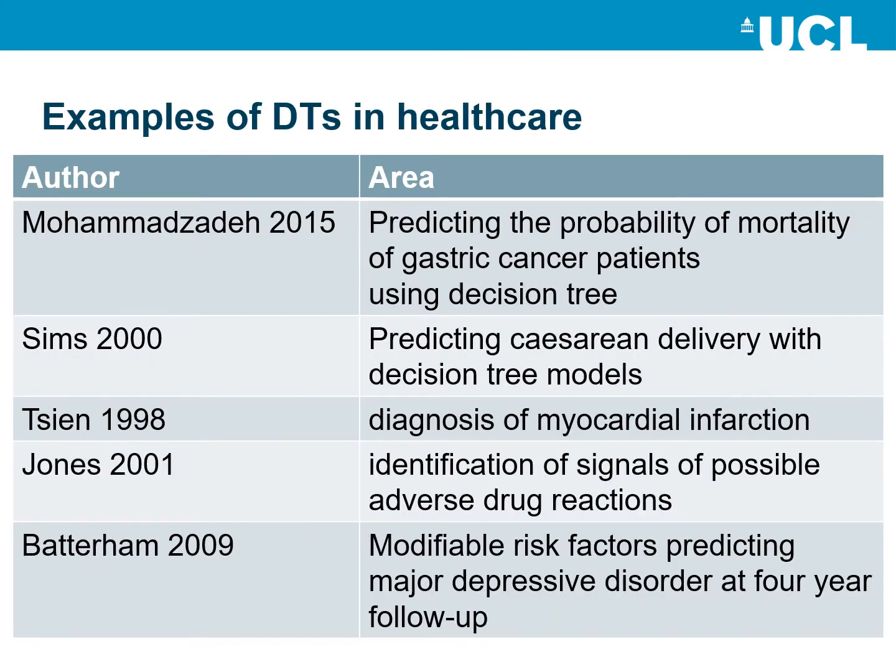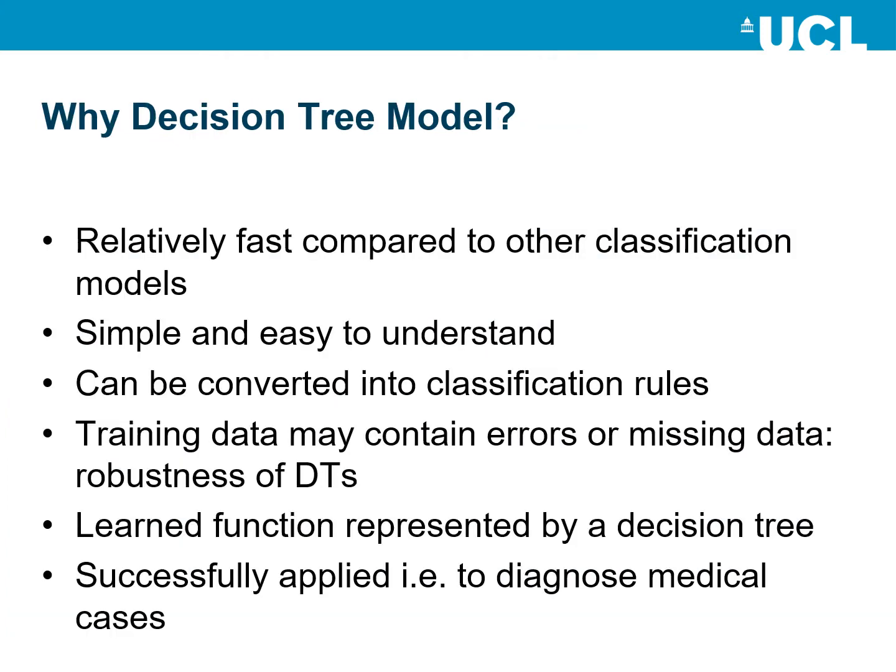There are numerous examples of decision trees in healthcare. For example, to predict the probability of mortality of gastric cancer patients, predicting cesarean delivery with a decision tree model, diagnosis of myocardial infarction, identification of signals of possible adverse drug reactions, and using modifiable risk factors to predict major depressive disorders at a 4-year follow-up. If you look into PubMed, you will also find plenty of other decision tree models applied in medicine.